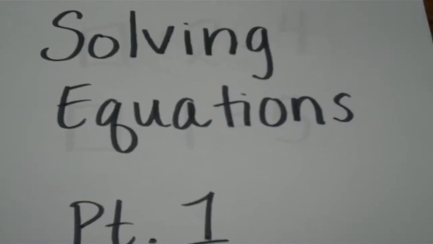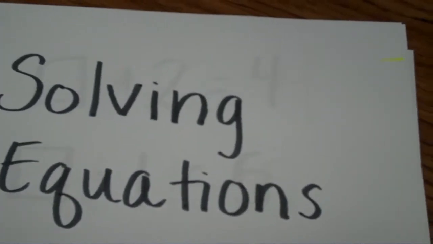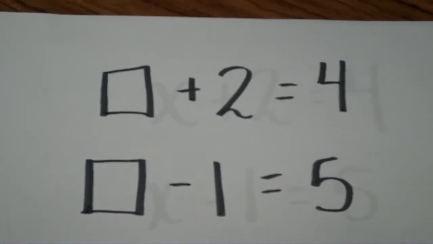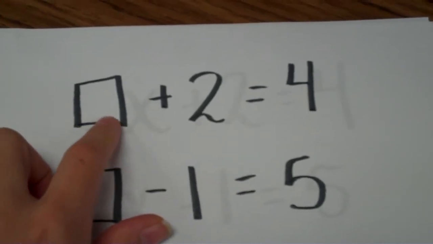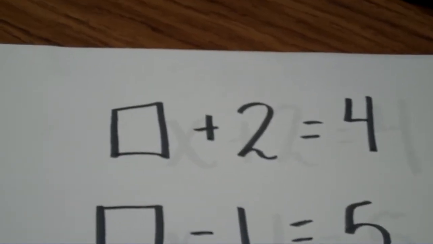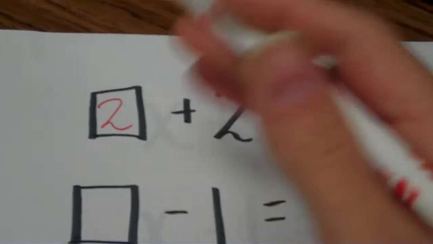So this first thing we're going to do, don't write. I'm just going to show you something, okay? I need you to think back to elementary school when you would see a problem like this. They would give you a box and say something plus 2 equals 4, and you had to figure out what that number was. And so you had to think about it, and you would think, well, 1 plus 2 isn't 4, but 2 plus 2 is 4, right? And you would fill it in.